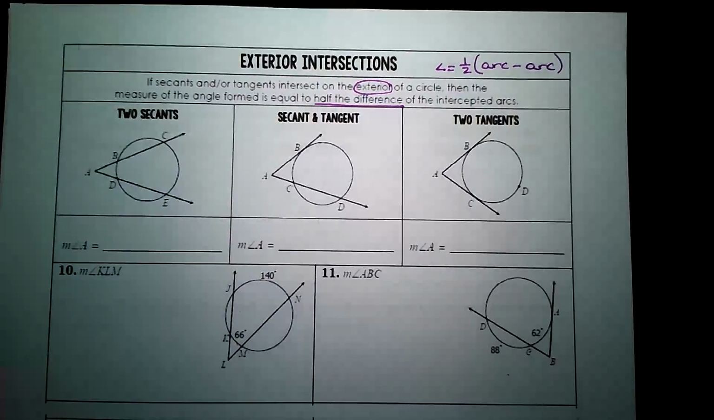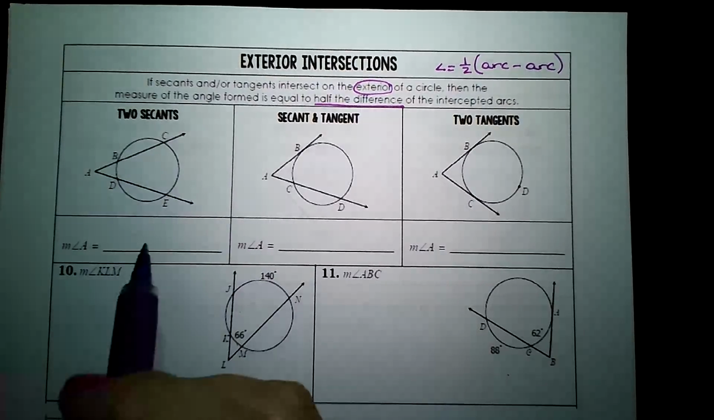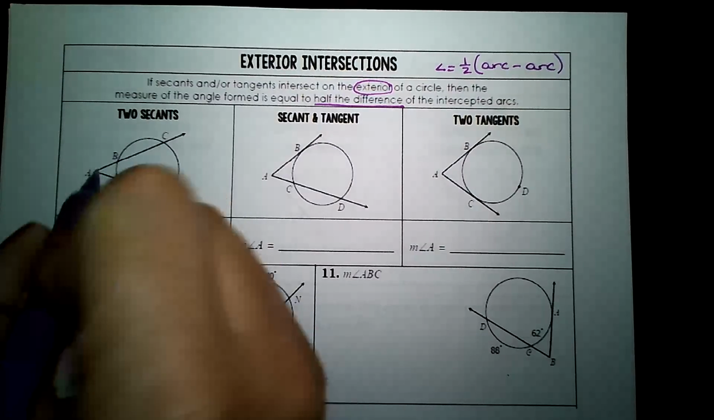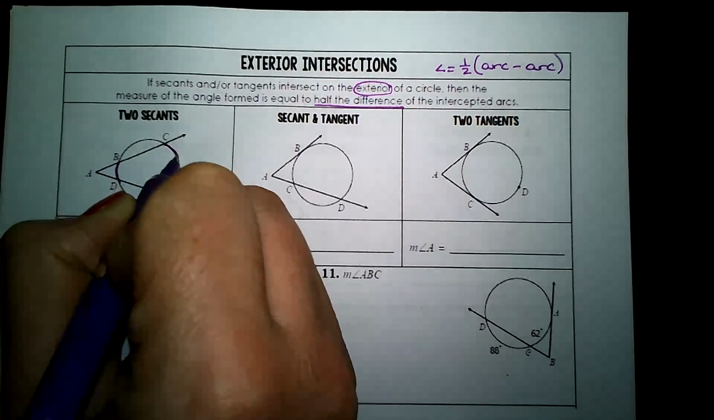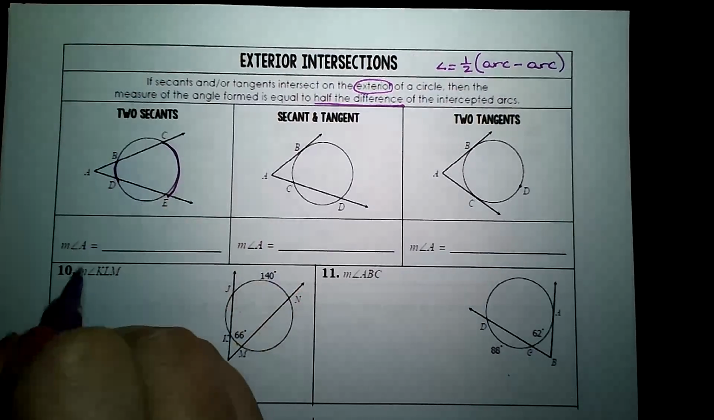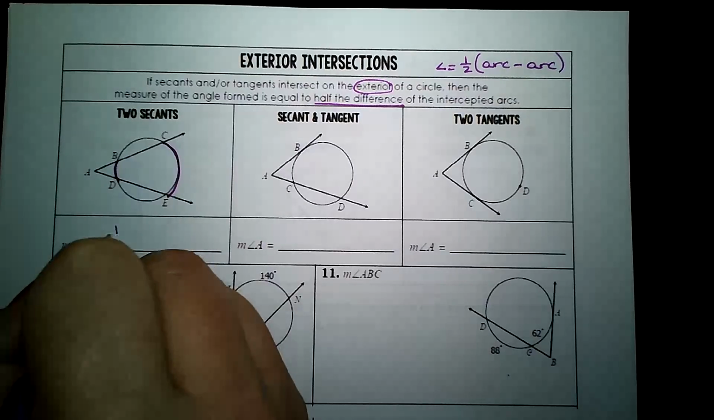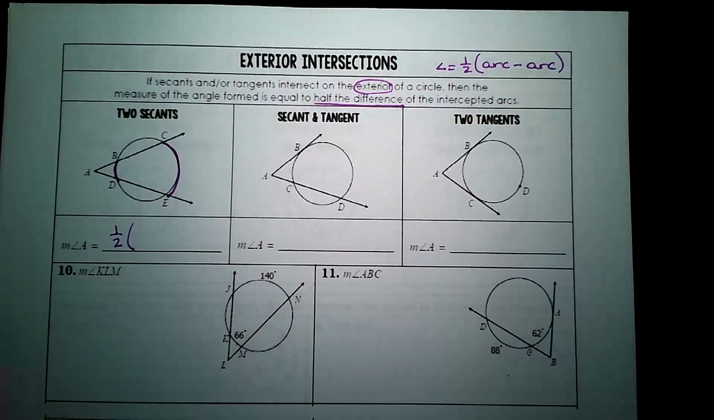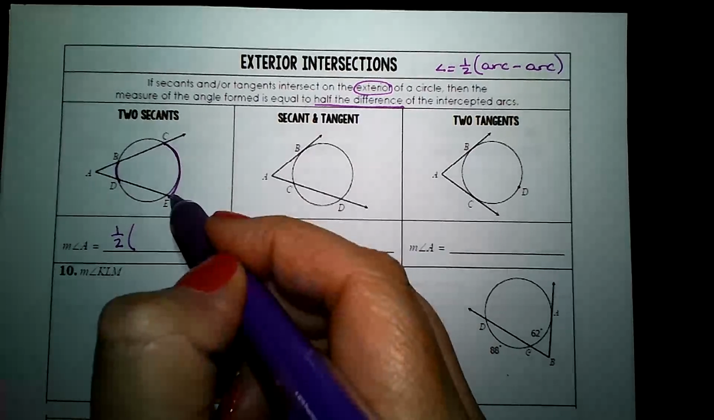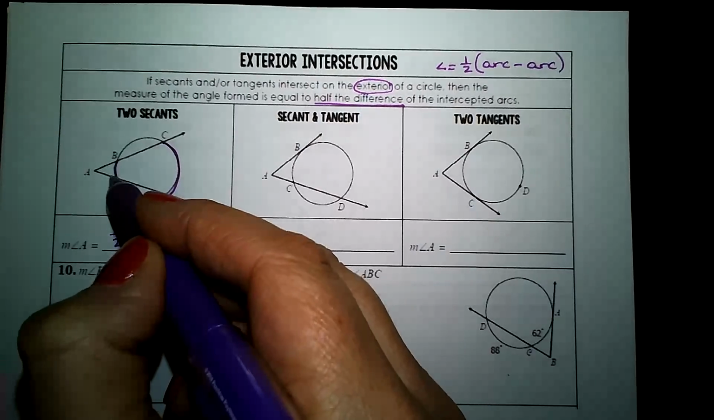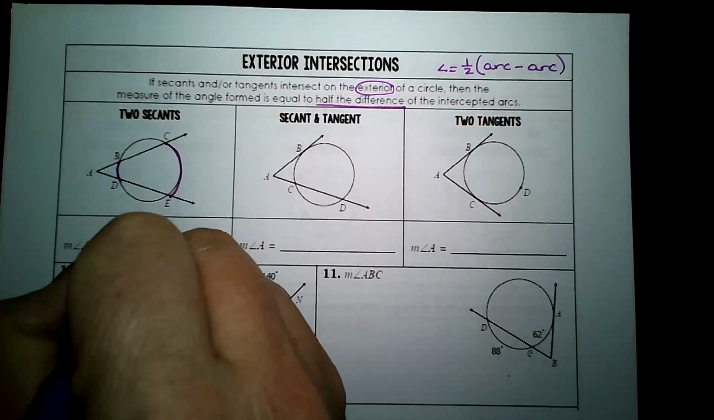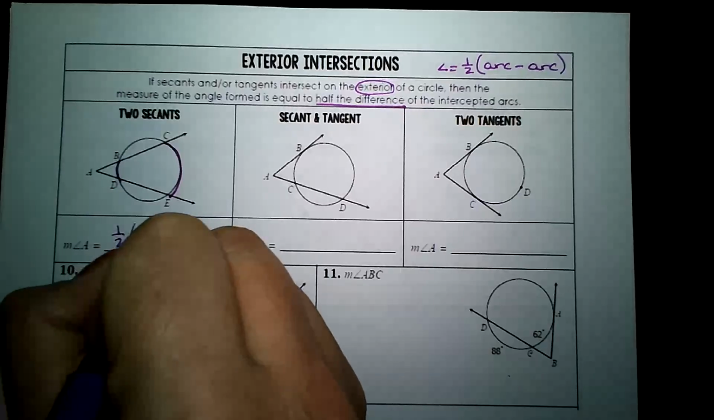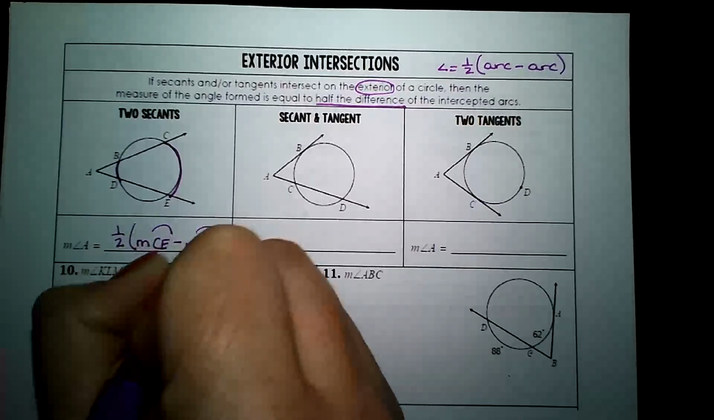Okay, so let's take a look at the 3 possibilities. Here's if we had 2 secants. If we have 2 secants, the 2 intercepted arcs are BD and CE. So the angle is equal to 1/2 the difference of the 2 arcs. Now, if we want to come up with a positive number, we want to do big arc subtract little arc. If we did little arc subtract big arc, we would come up with a negative number. So this would be the measure of arc CE subtract the measure of arc BD.